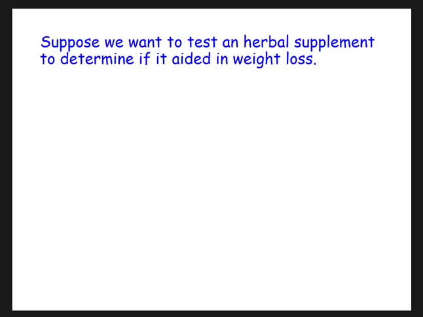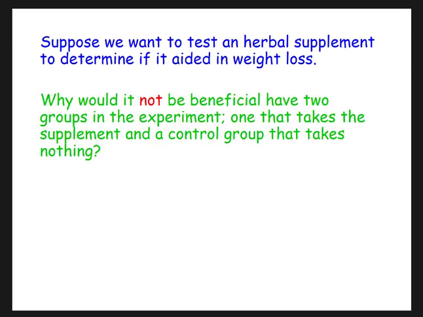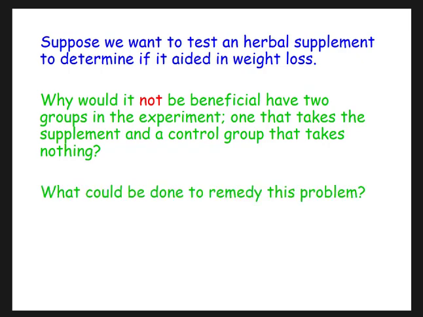Suppose we want to test an herbal supplement to determine if it aided in weight loss. Why would it not be beneficial to have two groups in this experiment, one that takes the supplement and a control group that takes nothing? Well, there's too many other things that could get in the way. It's not just taking the herbal supplements, what's their diet, what's their exercise level, and other stuff that determine it. So the herbal supplement isn't probably going to be the dominant variable here.